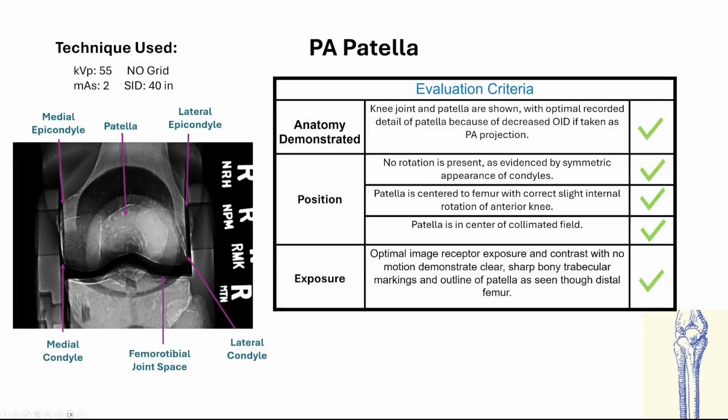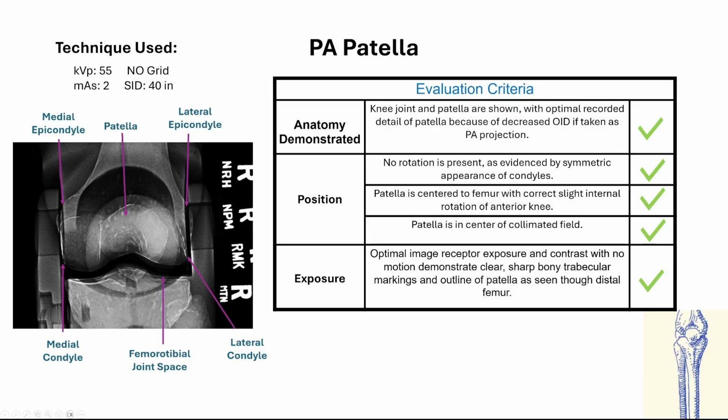Now for the image evaluation of the PA patella. According to Bontrager, you are supposed to use a kVp of 55 with no grid and an mAs of 2 with an SID of 40 inches. According to the book, the anatomy on the image is supposed to demonstrate the knee joint and patella with optimal recorded detail of the patella because of decreased OID if taken as a PA projection, which you can see in our image is met.